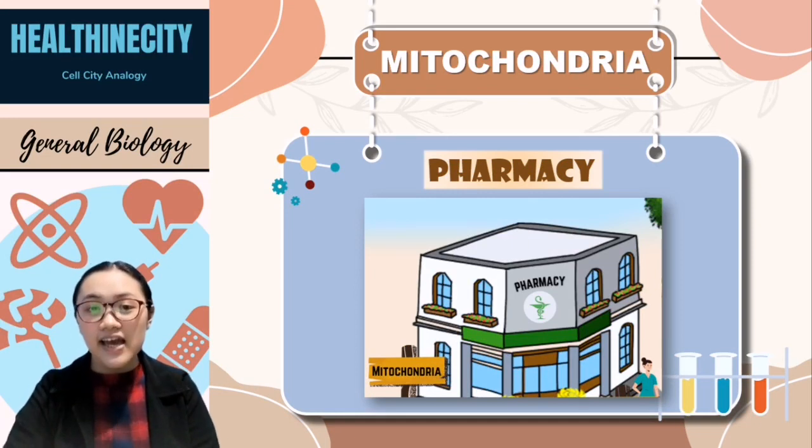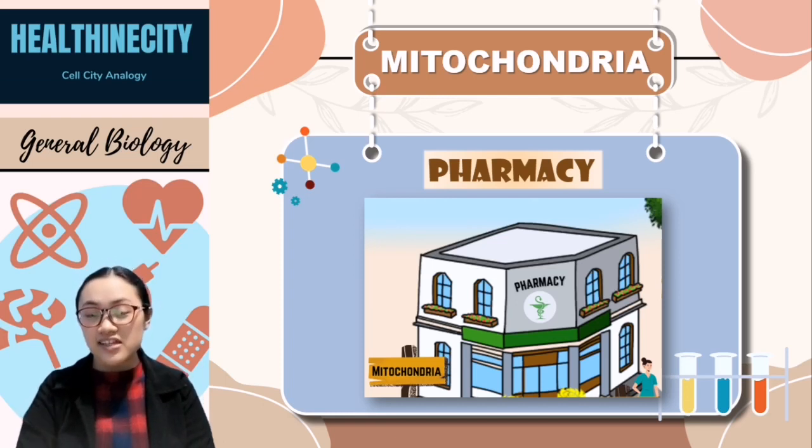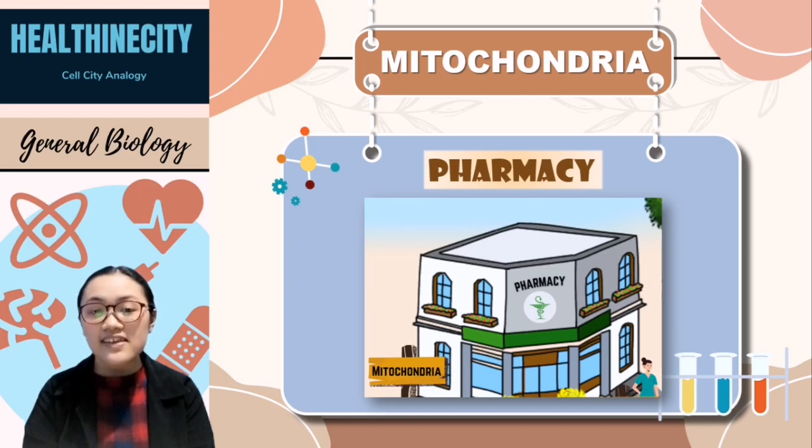The pharmacy is like the mitochondria. The mitochondria produces the energy needed for cell activities. Mitochondria is the site for production of adenosine triphosphate or ATP energy molecules. The pharmacy provides medicines and other necessities that give energy to the patients.